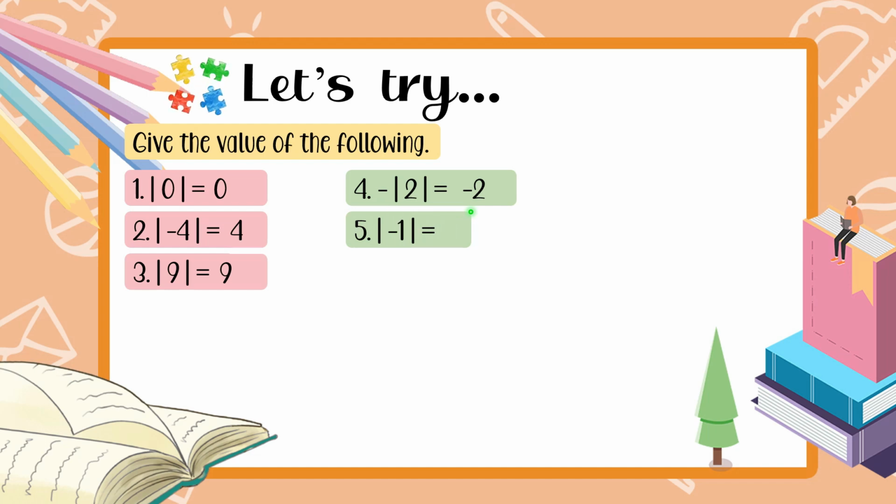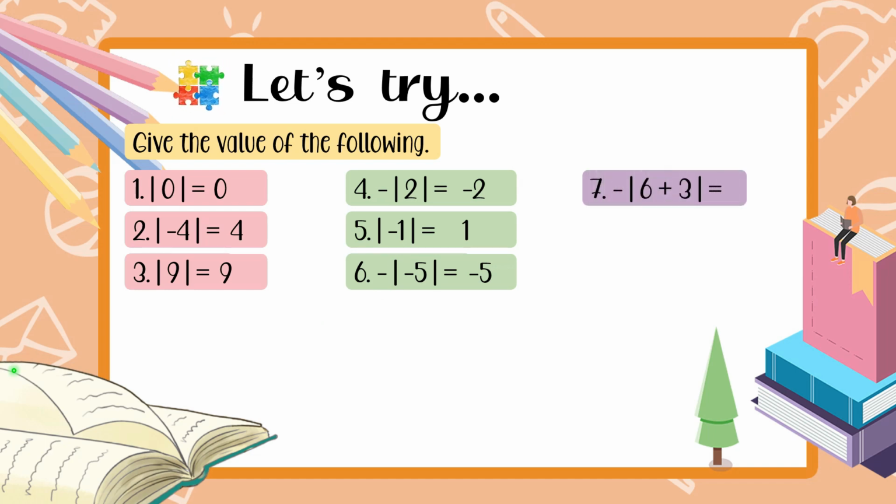Next, the absolute value of negative 1. O, nasa loob yung ating negative. Therefore, the answer is positive 1. Next, let's have number 6. The negative absolute value of negative 5. So, meron tayong negative sa labas, merong negative sa loob. Yung nasa loob, automatic, ang magiging sagot is positive. Pero dahil meron tayong negative sa labas ng absolute value, the answer is negative 5.